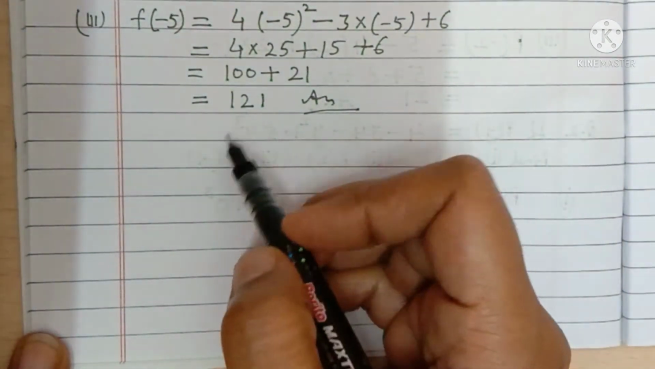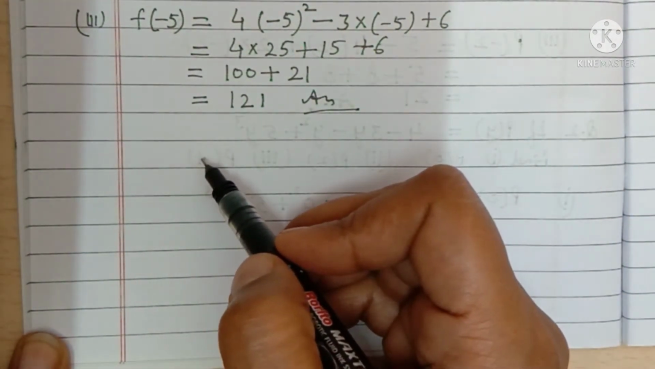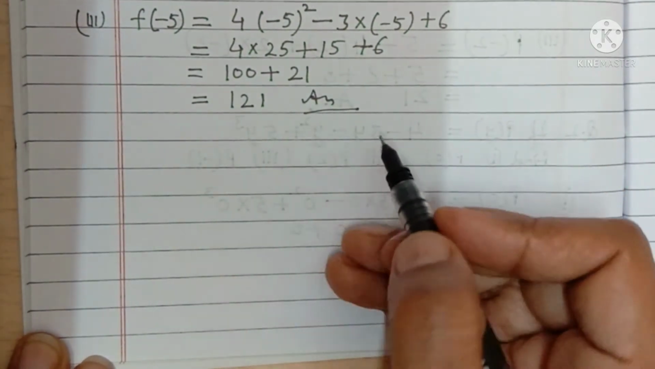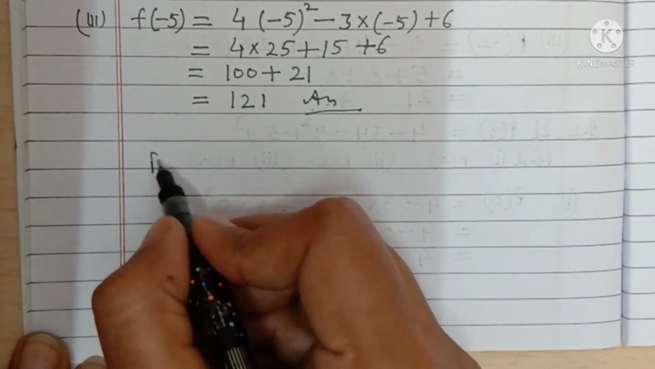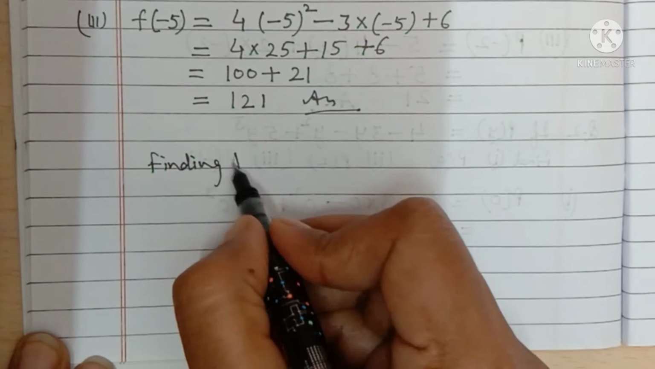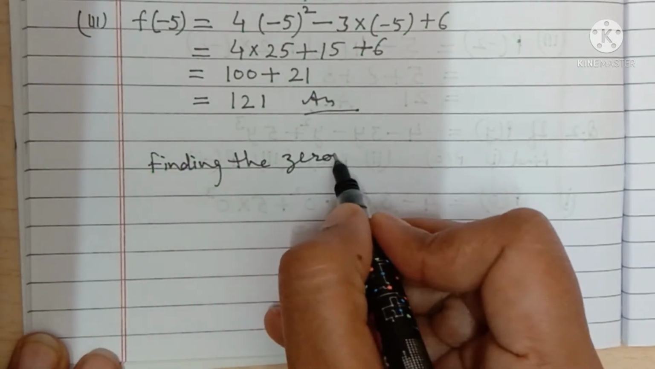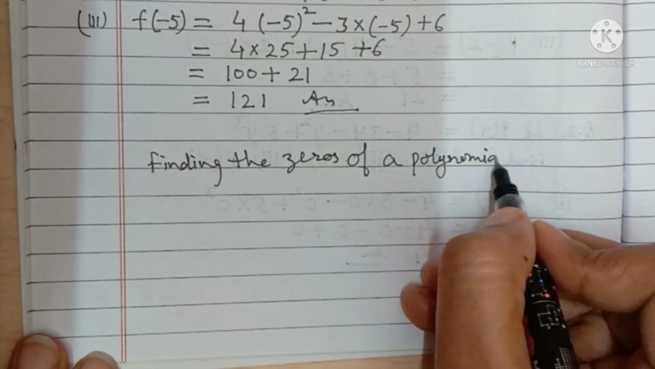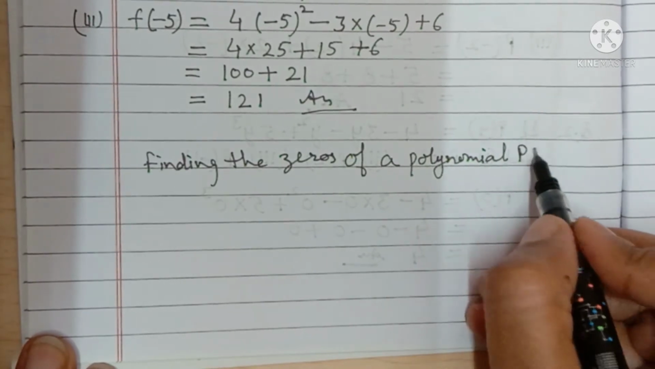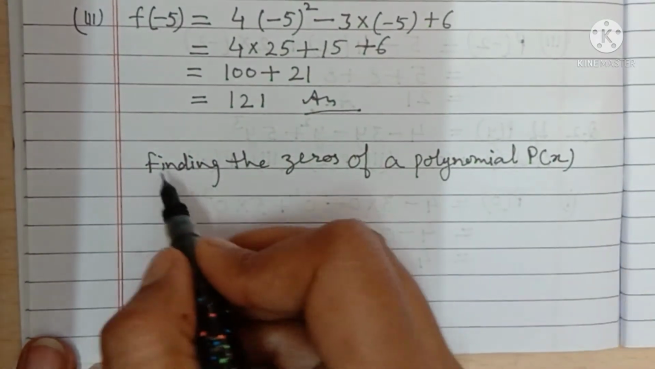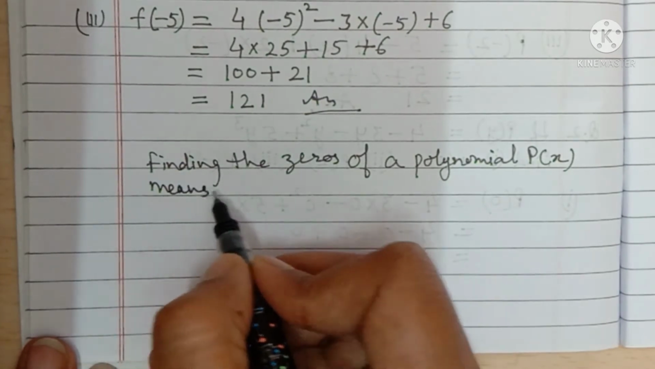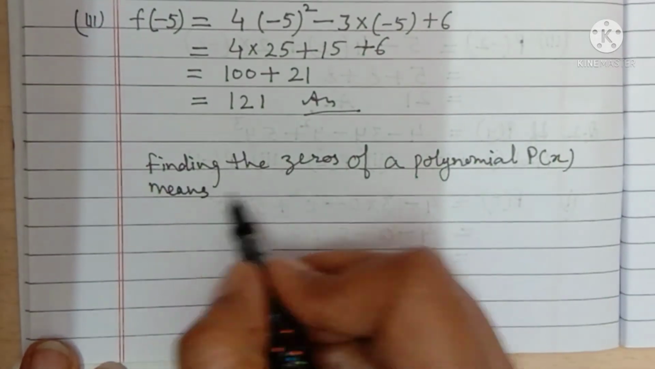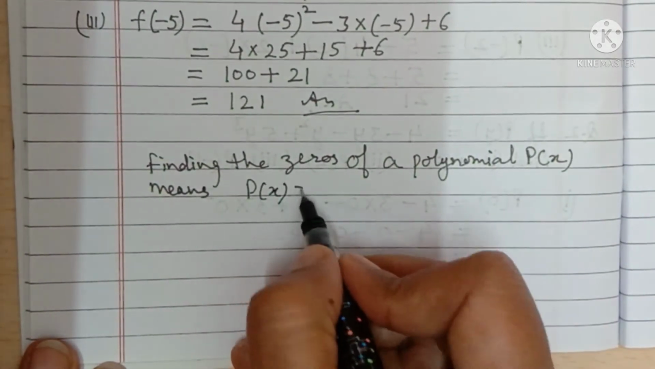Now question number 4. Find the zeros of the polynomial. So first we know what is the meaning of 0. So finding the zeros of a polynomial px, note down, finding the zeros of a polynomial px means solving the equation px is equal to 0.